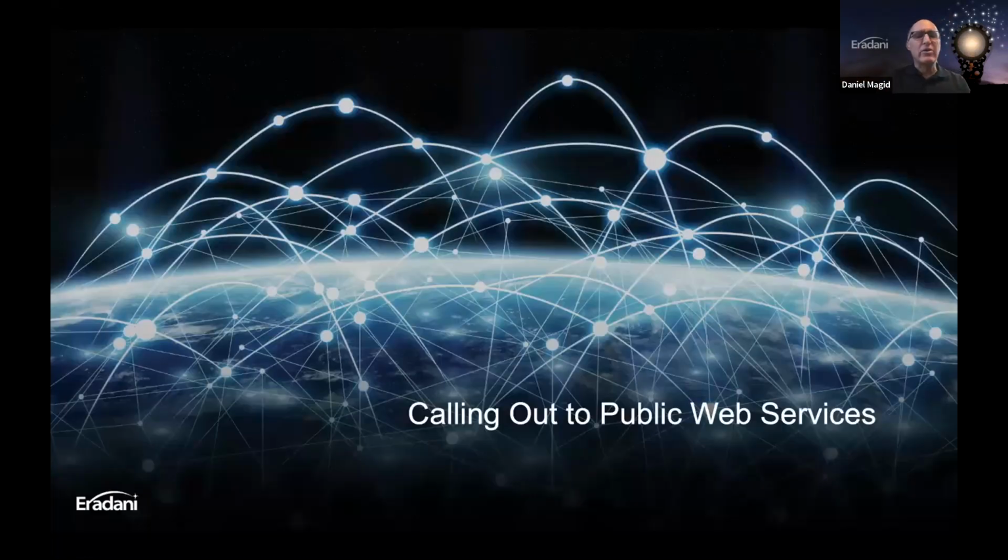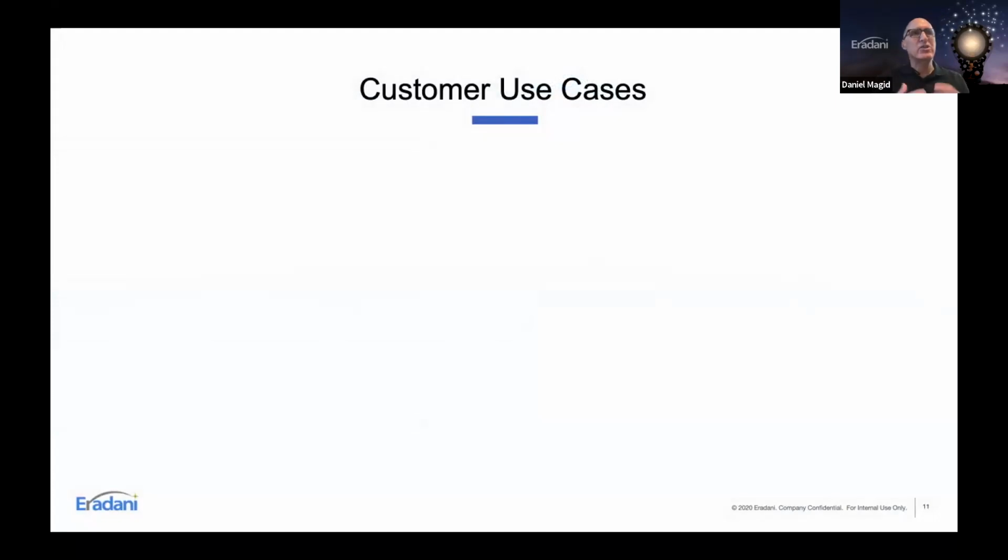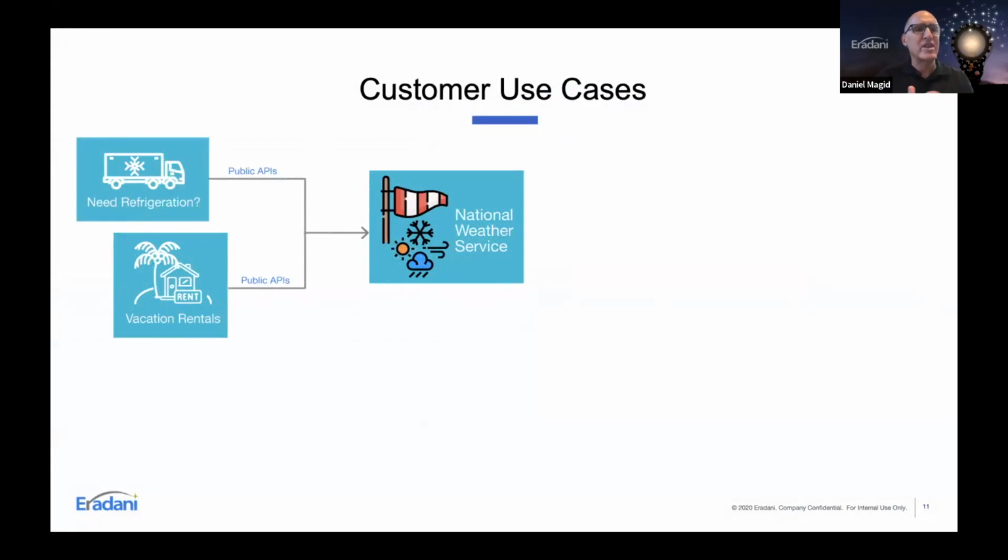So let's start out with talking a little bit about calling out to public web services. So I want to call out to a web service. And there are lots and lots of use cases that we've run across in the field where our customers have talked to us about things they want to do. So for example, we had a trucking company that shipped food, and they needed to know what the temperature was going to be along the route so they could decide, do they need to send a refrigerated truck or not for that particular shipment.